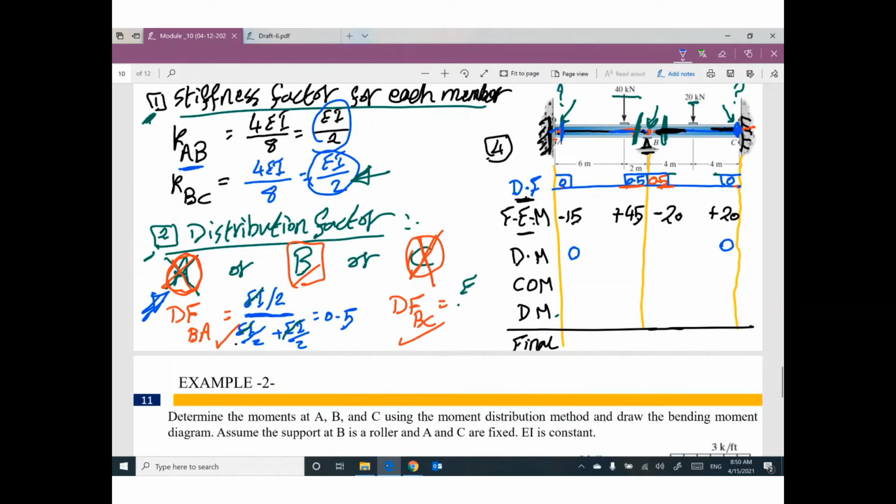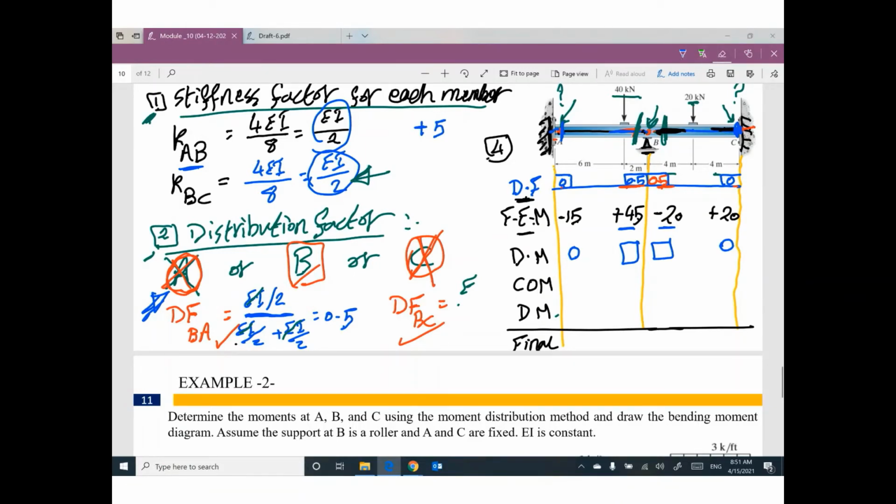At B, we can do distribution. How can I get this value? It's very simple. 45 positive plus negative 20. If you add this value and this value, you will get positive 15. I'm sorry.